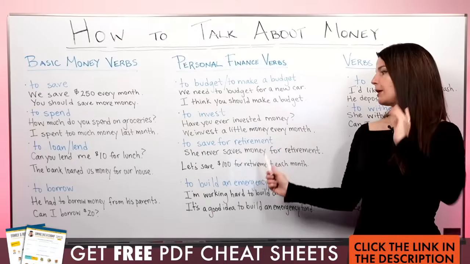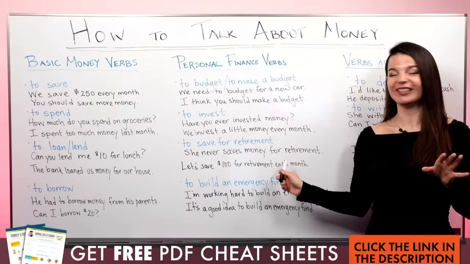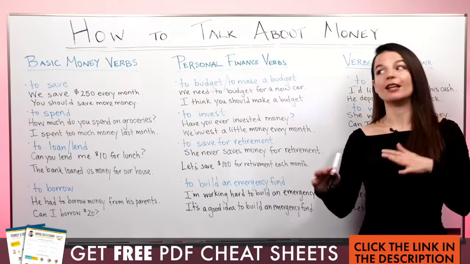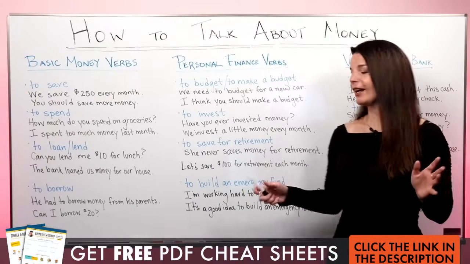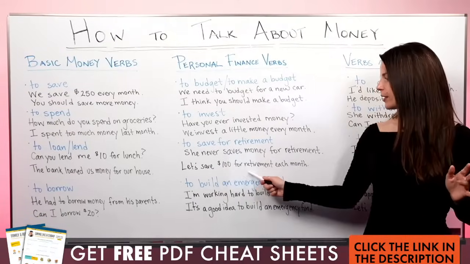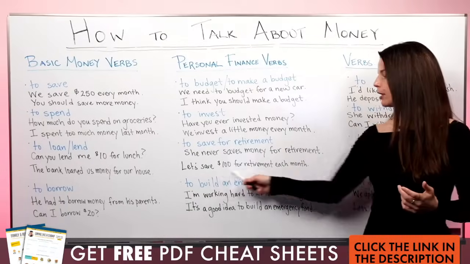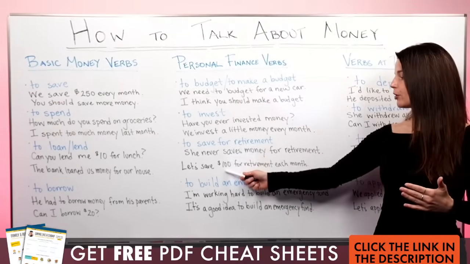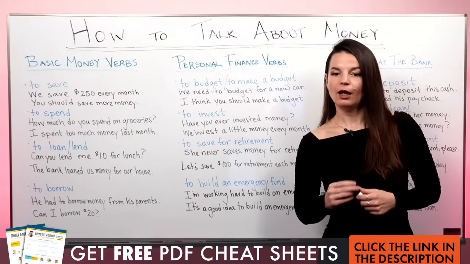So let's look at some examples. So first, she never saves money for retirement, right? So here we have it in this negative situation, right? She never saves money for retirement. Oh no, right? And let's save $100 for retirement each month. So this might be someone's plan or part of their budget. Let's save $100 for retirement each month, okay?